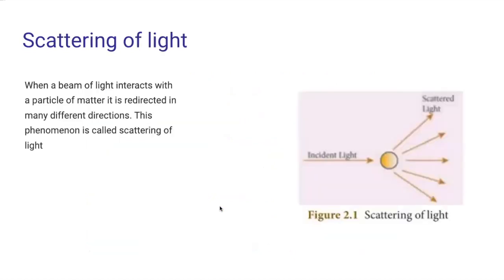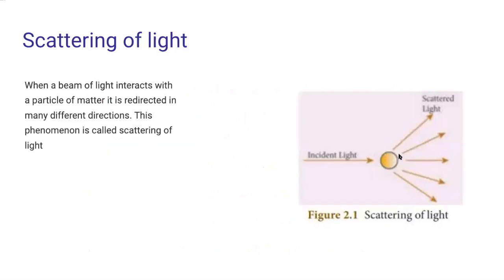So now let us see what is scattering. This scattering is very important. This is actually why we notice most of the things that we notice in nature. Okay, what is scattering? When a beam of light interacts with a particle of matter, it is redirected in many different directions. This phenomenon is called scattering of light.